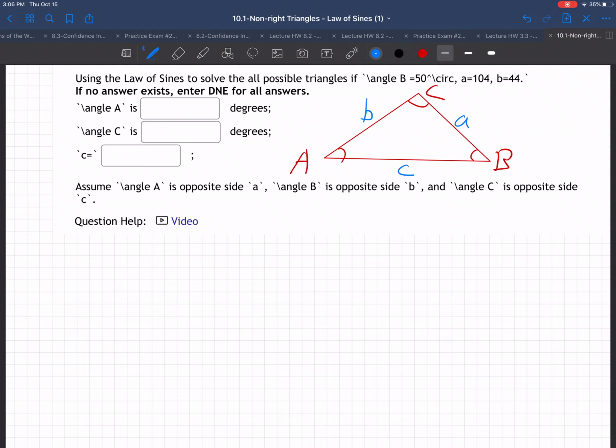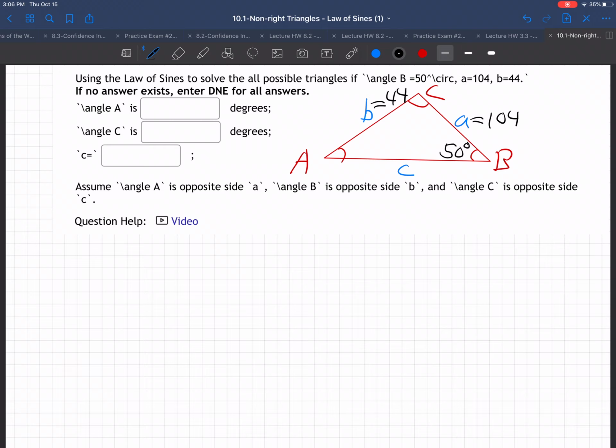Now let's take what they give us. Angle B is 50 degrees. So angle B right here is 50 degrees. Little a is 104, and little b is 44. Okay, so there's the information they're giving us.